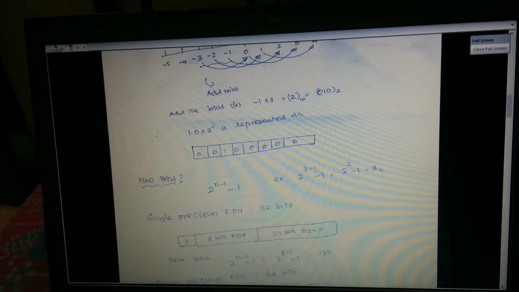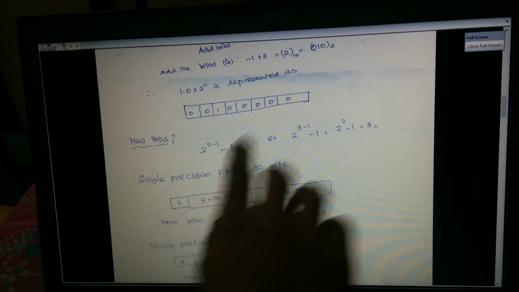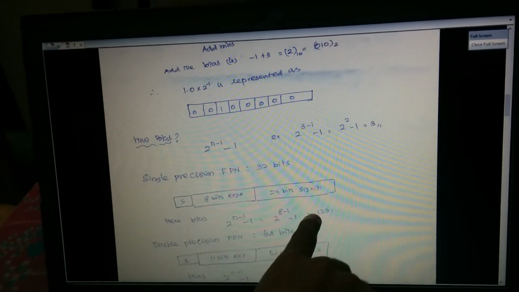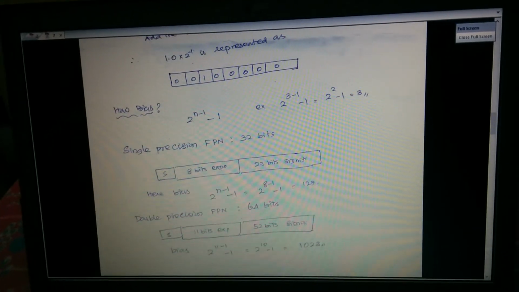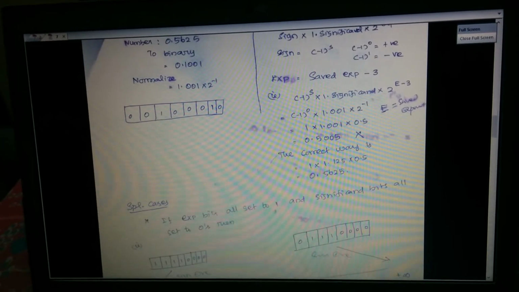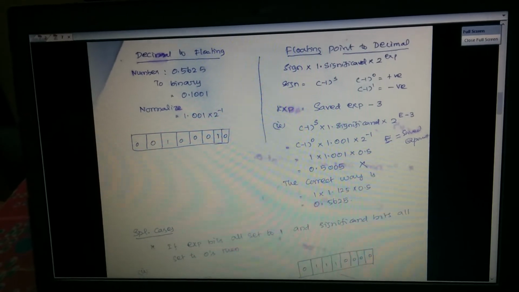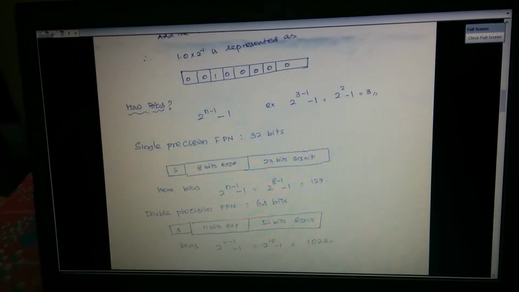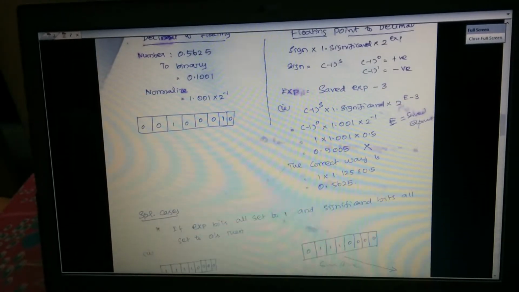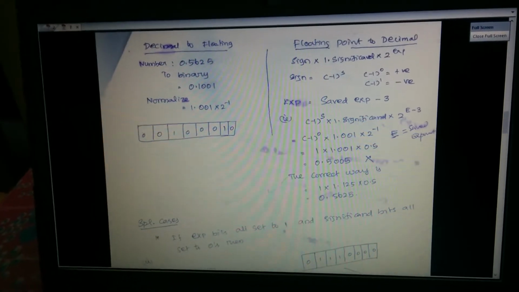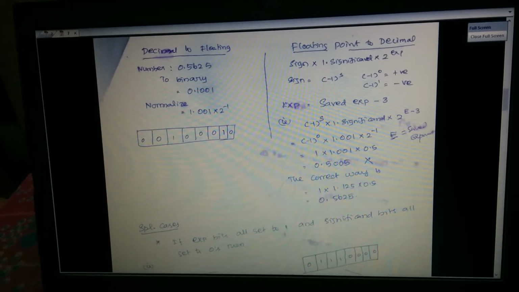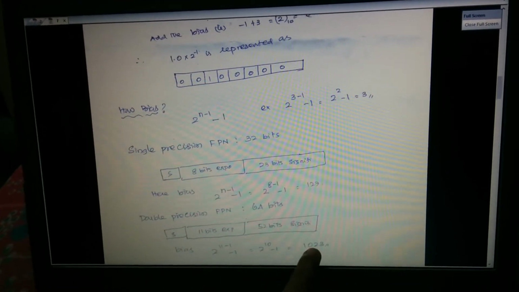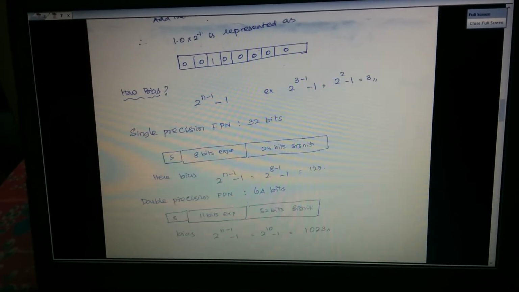A floating point number can also be represented in 32 bits and 64 bits. This is the basic 32-bit standard form: sign, 8 bits exponent, and 23 significant bits. The 64-bit standard form is sign, 11 bits exponent, and 52 significant bits. The bias for 32-bit is 127, and the bias we should add for 64-bit is 1023.